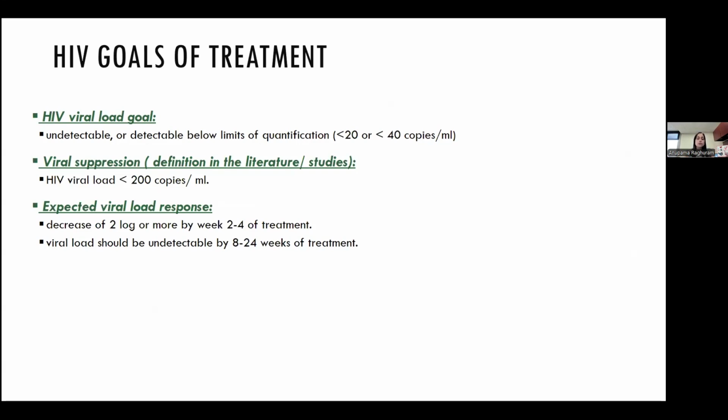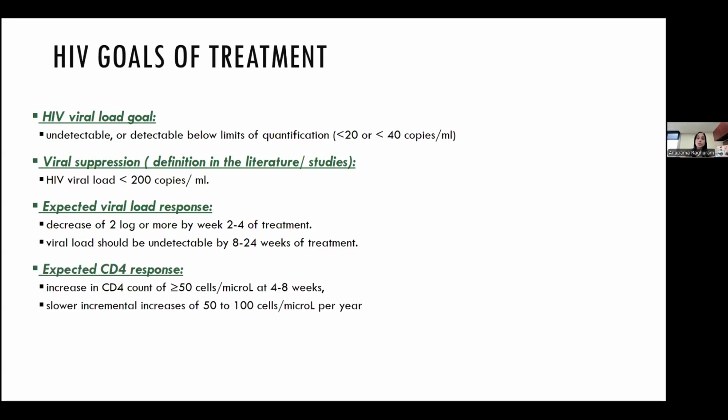Up to 24 weeks of treatment. So that's what, 6 months, right? By the 6 month mark, I think I'm doing my math right, most of your patients should be undetectable. If not, you're going to have a conversation to try to identify barriers or things that could be interacting with the medication regimen, or other options that would explain that. So that's the expected viral load response.